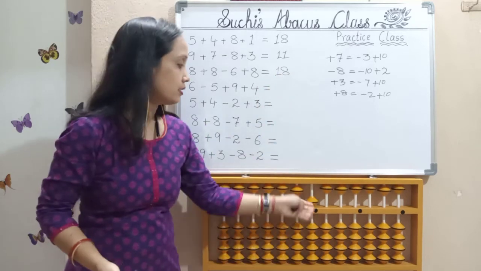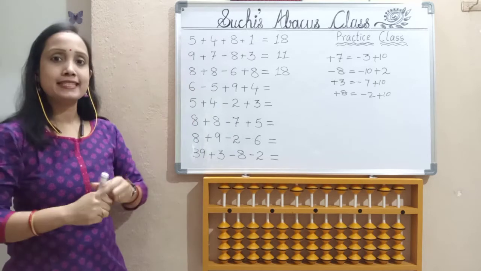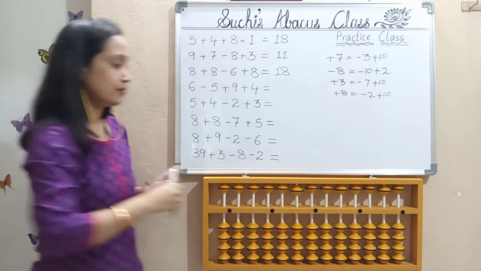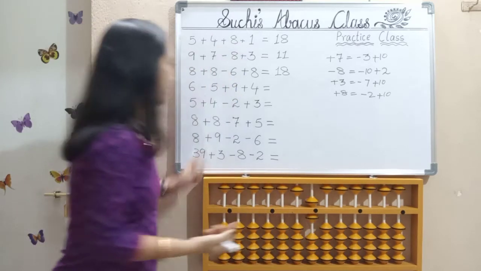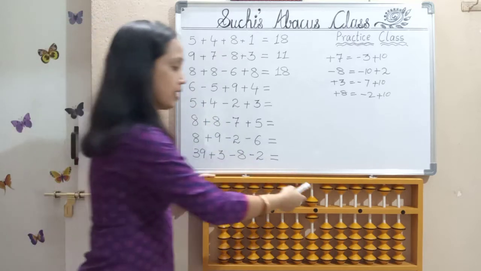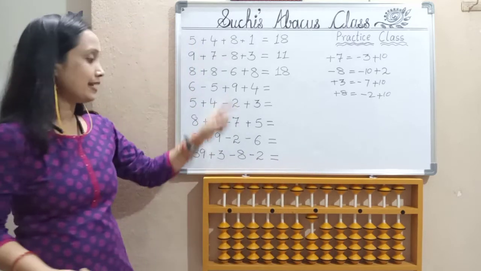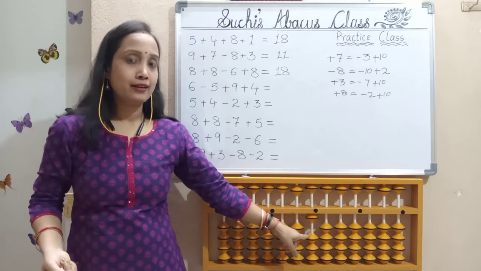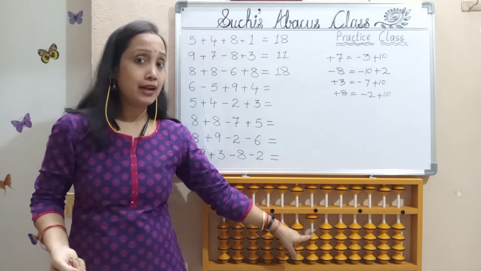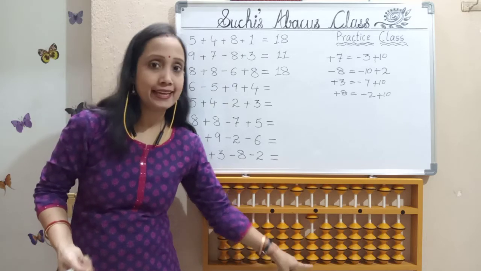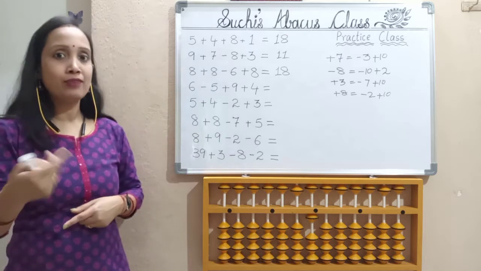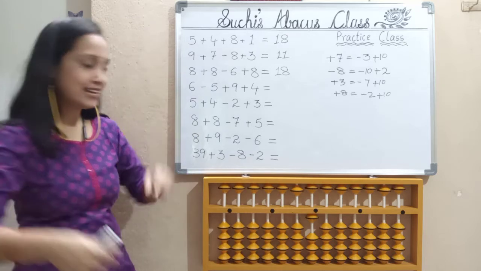Next, junior abacus. At 6, 5 and 1, pinch in. Less 5. 5 should go out. At 9, I need here 1. I need here 9. But I have only 5 and 3, 8. I don't have 9. So, formula for 9. Less 1 and 10.